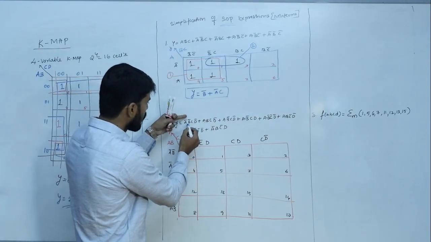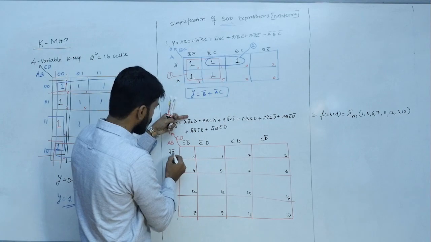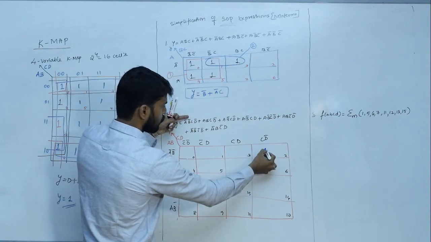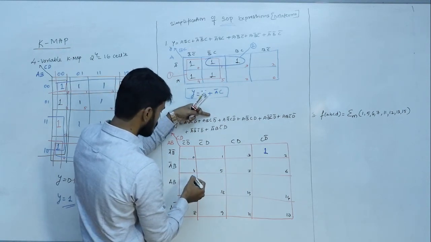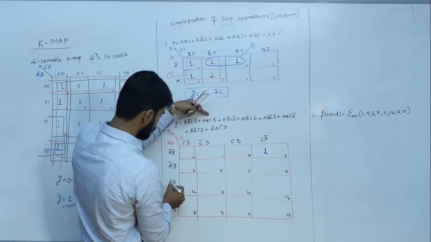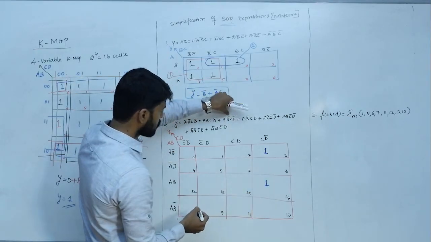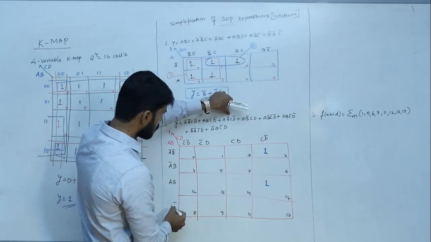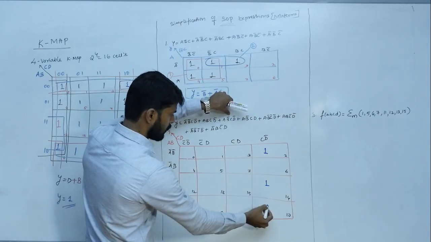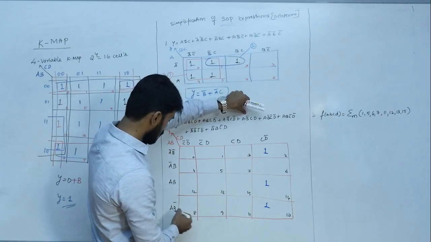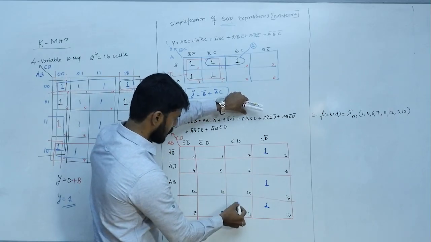So this is A bar, B bar, C, D bar. Here I am getting 1. So next is A, B, C, D bar. This is the A, B, then the C, D bar. Here I am getting 1. Then A, B bar, C, D bar. Here I am getting 1. Then A, B bar, C, D. Here I am getting 1.